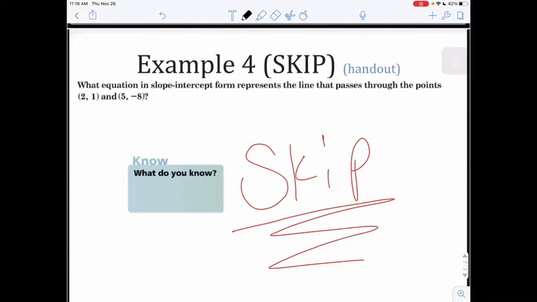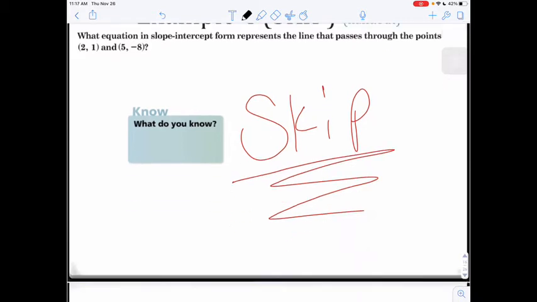Section 3.3, for example 4, we are actually going to skip this problem. It is on the note sheet, so if you have printed the note sheet out or you're writing on it digitally, you can go ahead and just cross out or write skip on example 4. We are not going to do this problem.